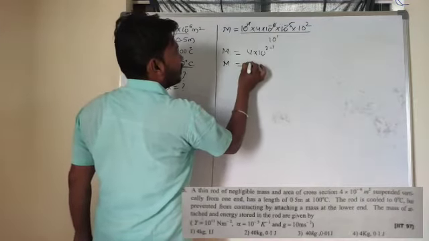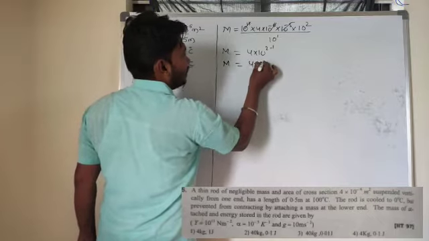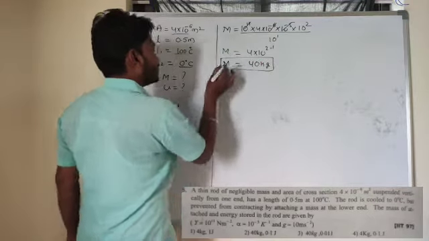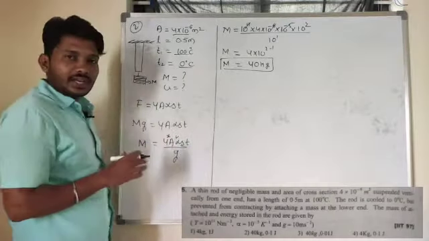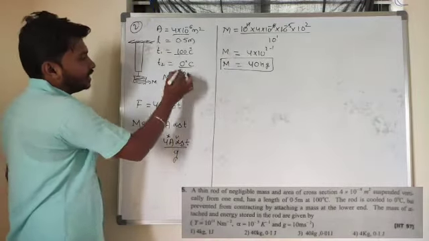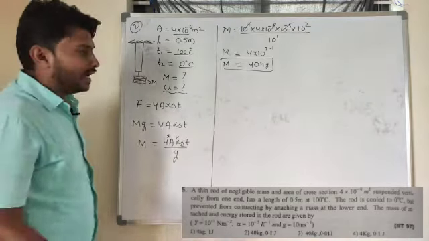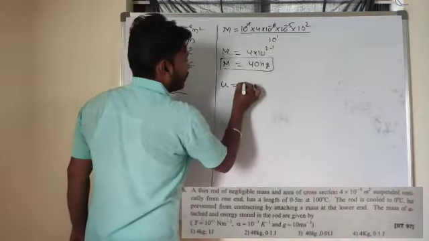So m is equal to what? So 40 kg here. How much mass I need to suspend at the lower end in order to avoid the compression here? 40 kg. So next one is, so which thing I need to find out here? Potential energy here. So what is the formula?